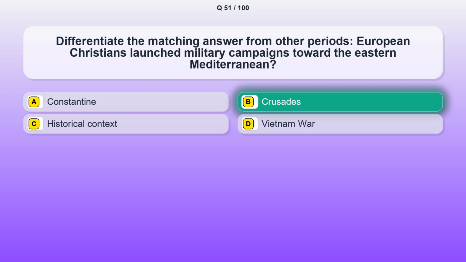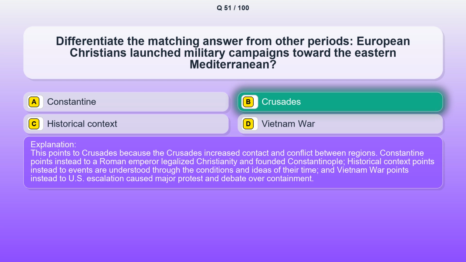The correct answer is option B, Crusades. This points to Crusades because the Crusades increased contact and conflict between regions. Constantine points instead to a Roman emperor legalized Christianity and founded Constantinople. Historical context points instead to events are understood through the conditions and ideas of their time, and Vietnam War points instead to U.S. escalation caused major protest and debate over containment.